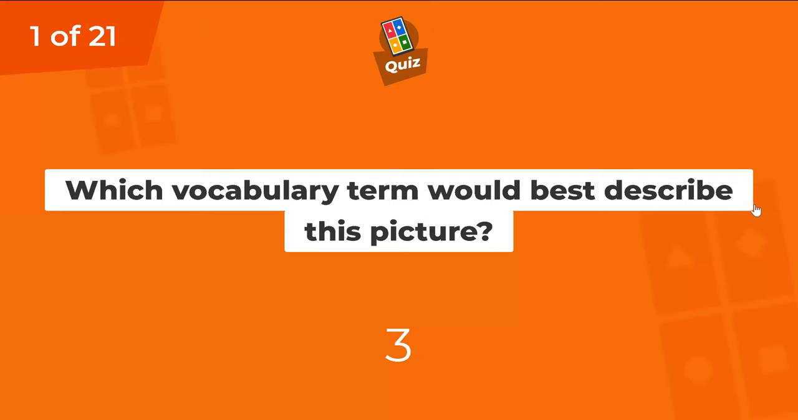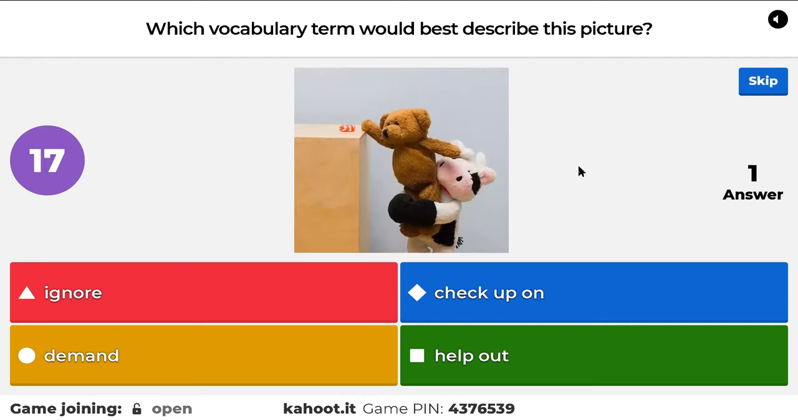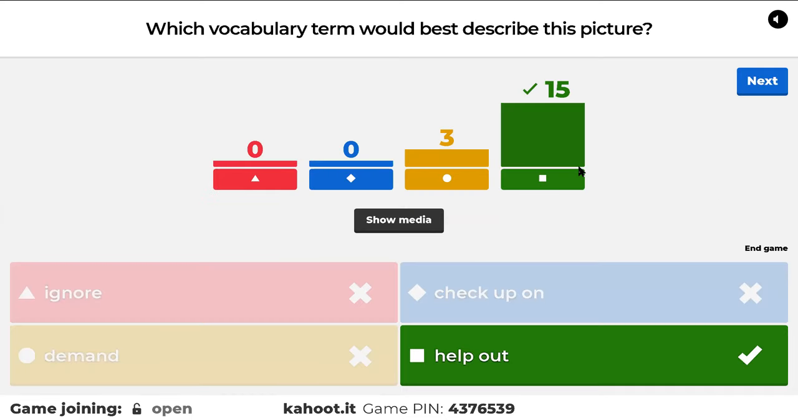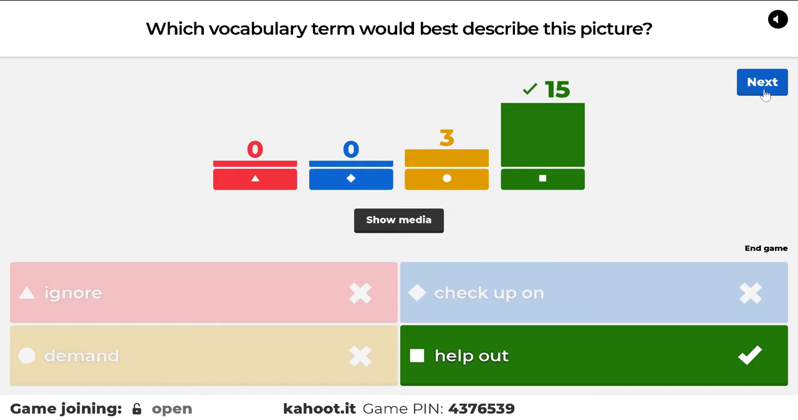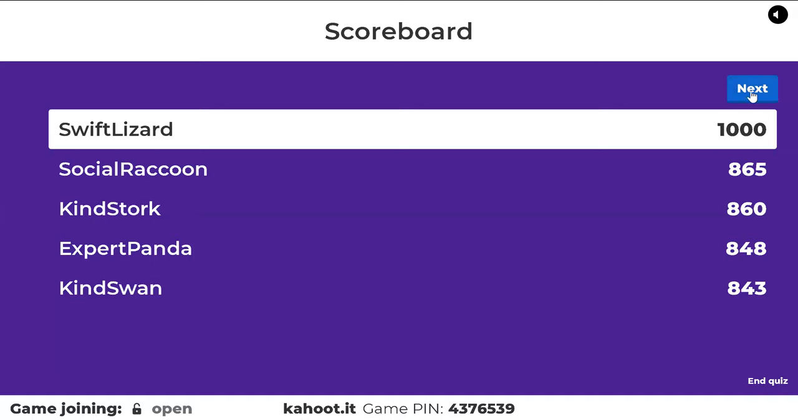Which vocabulary term would best describe this picture? Which you may not be able to see. Oh, there it is. Okay. Yeah, help out, right? So the one animal, just look at it again. The cow is helping out the bear, right? To get the candy. I assume it's candy. All right, let's see. So Swift Lizard is on top, 1,000. Nice, good solid number there.